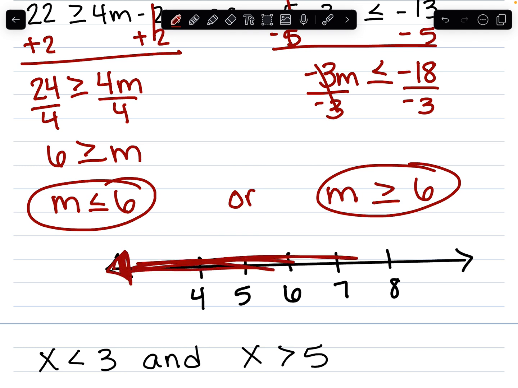It's the whole thing. So on Alex, if you got one like this, you would just click the line. You don't need to put any points on there because this includes all numbers. Okay? Because you can choose anything less than or equal to 6 or anything greater than or equal to 6.